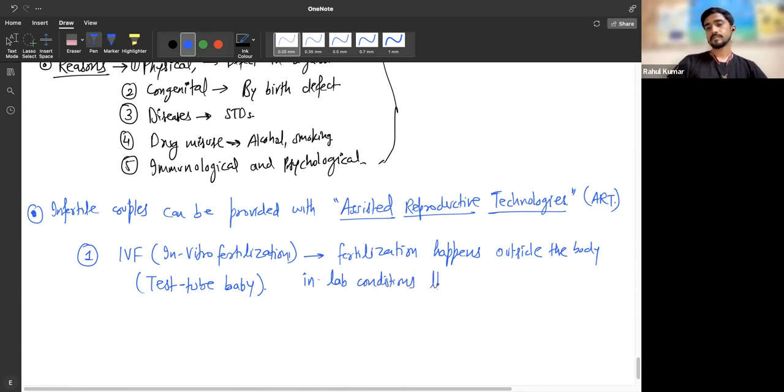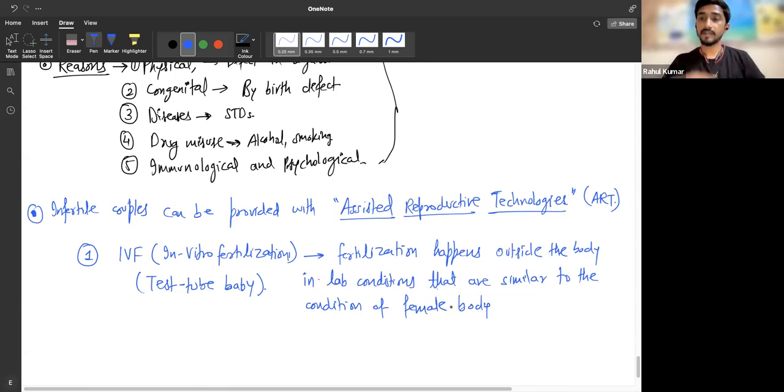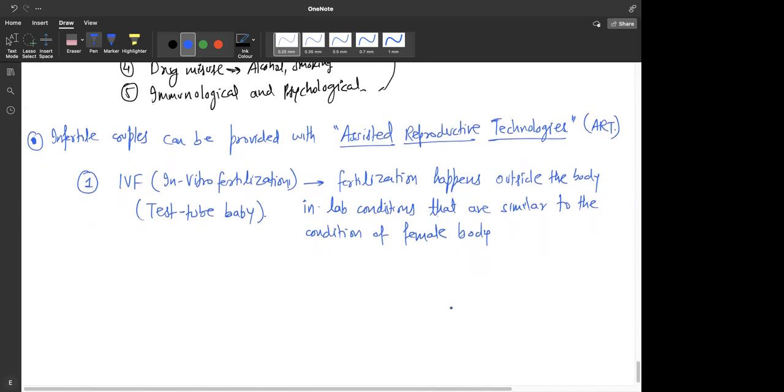In lab conditions that are similar to the condition of the female body, they create the same kind of environment in a petri dish or a test tube, where the same kind of body fluids are there, and in that fluid you put an ovum and a sperm and allow the sperm to fertilize the ovum. Do you understand? Yes. That is IVF.